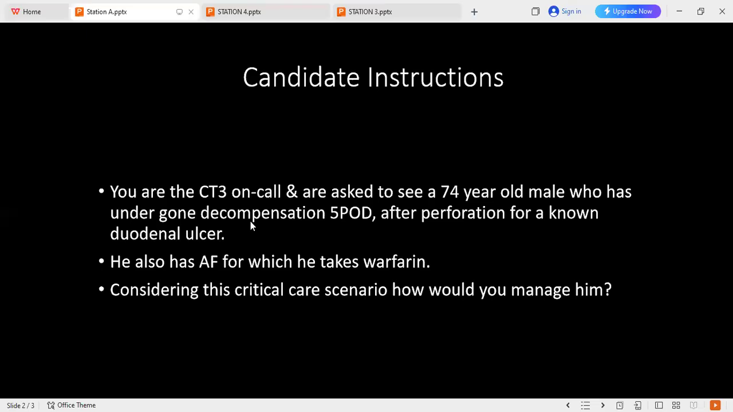And how would you prevent the infection? What measures would you take?